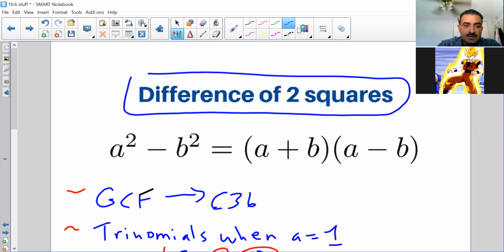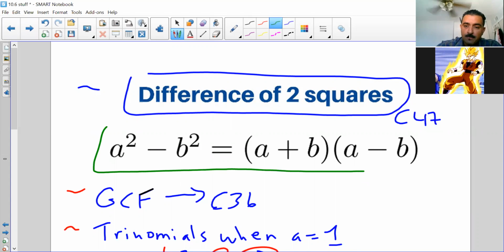On C47, we began to take notes on difference of 2 squares, and we're going to continue that today. I'm going to go over some more examples of difference of 2 squares. So all that to say is this is our 4th factoring method that I've taught. And that method is summarized by this pattern right here.